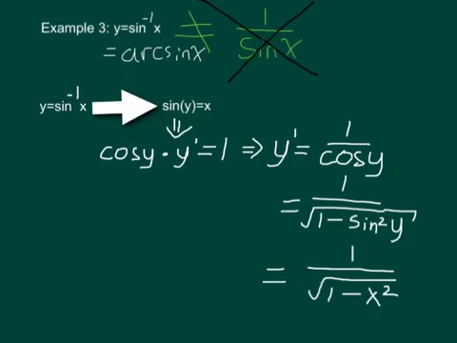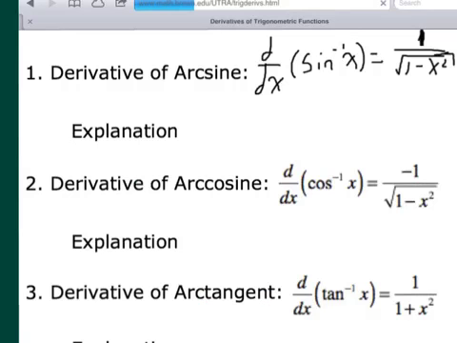Okay, now what we found are the laws to find the derivatives of the inverse trigonometric functions, and they will be on the next slide. So here you have the list of those derivatives. The derivative of arc sine that we just found, the derivative of arc cosine, and the derivative of arc tangent.